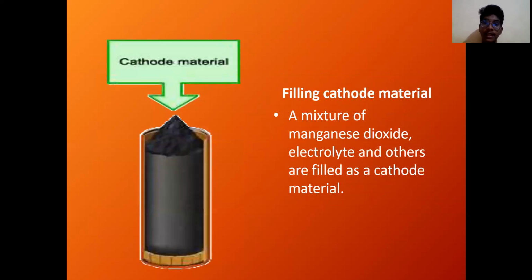So the filling material is an important thing, which acts as the cathodic part, as the zinc is acting as the anodic part. You have to fill a mixture of manganese dioxide, electrolyte, and others as the cathodic material. These total materials are acting as a cathode.